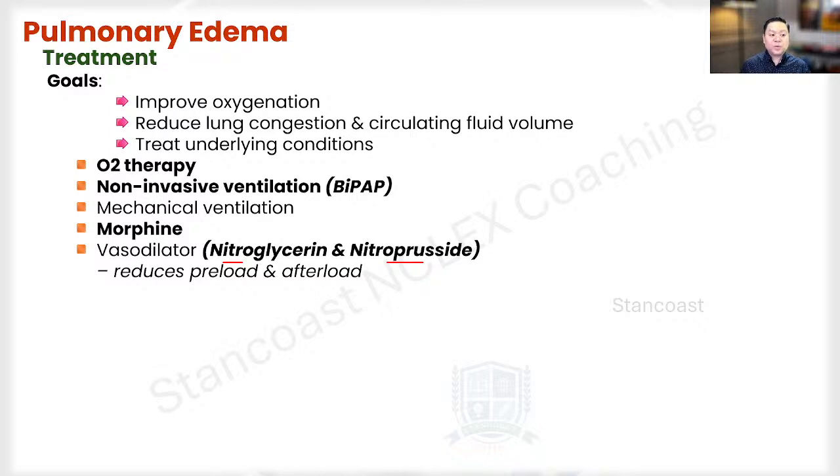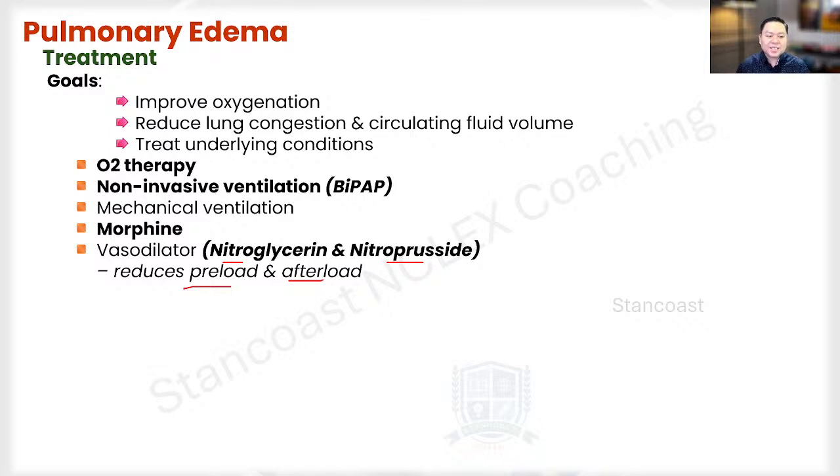And again, we know that the nitroglycerin is effective in causing the vasodilation. And so when this happens, this will now decrease the preload, which is basically decreasing the entry of blood into the heart. And it will also decrease the vascular resistance, which is basically the afterload. And so the patient will really feel some relief as soon as the medication starts to take effect.